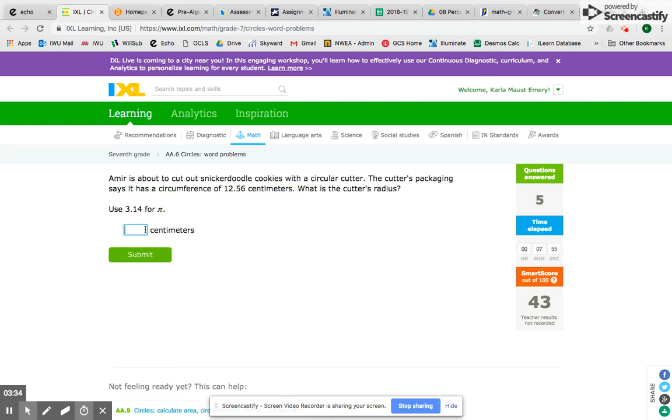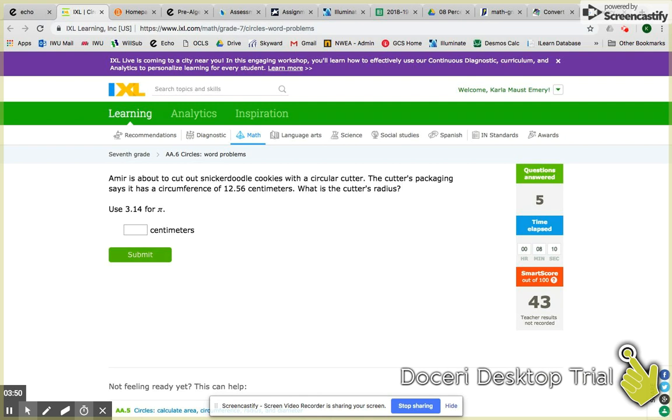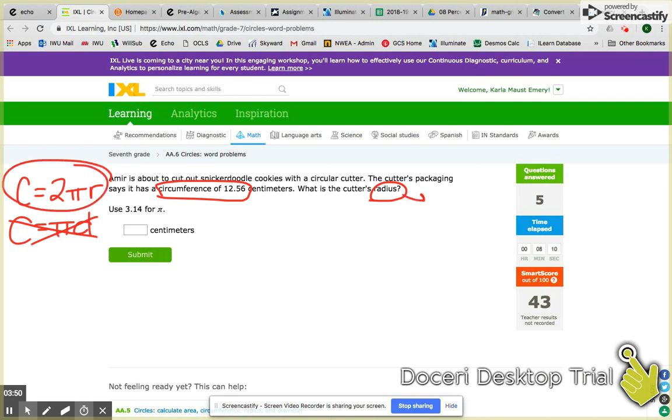Okay, so in this case, it's actually asking for the radius. So in this question, it says, Amir is about to cut out Snickerdoodle cookies with a circular cutter. The cutter's packaging says it has a circumference of 12.56 centimeters. What is the cutter's radius? Use 3.14 for pi. So what we're going to do is, you guys know how there are two different formulas for the circumference. We have C is equal to 2 pi r and pi times the diameter. Well, in this case, we want to find the radius, and we're given the circumference. So we're actually not going to use the diameter one. We're going to use the one with r in it, because we want to find r.